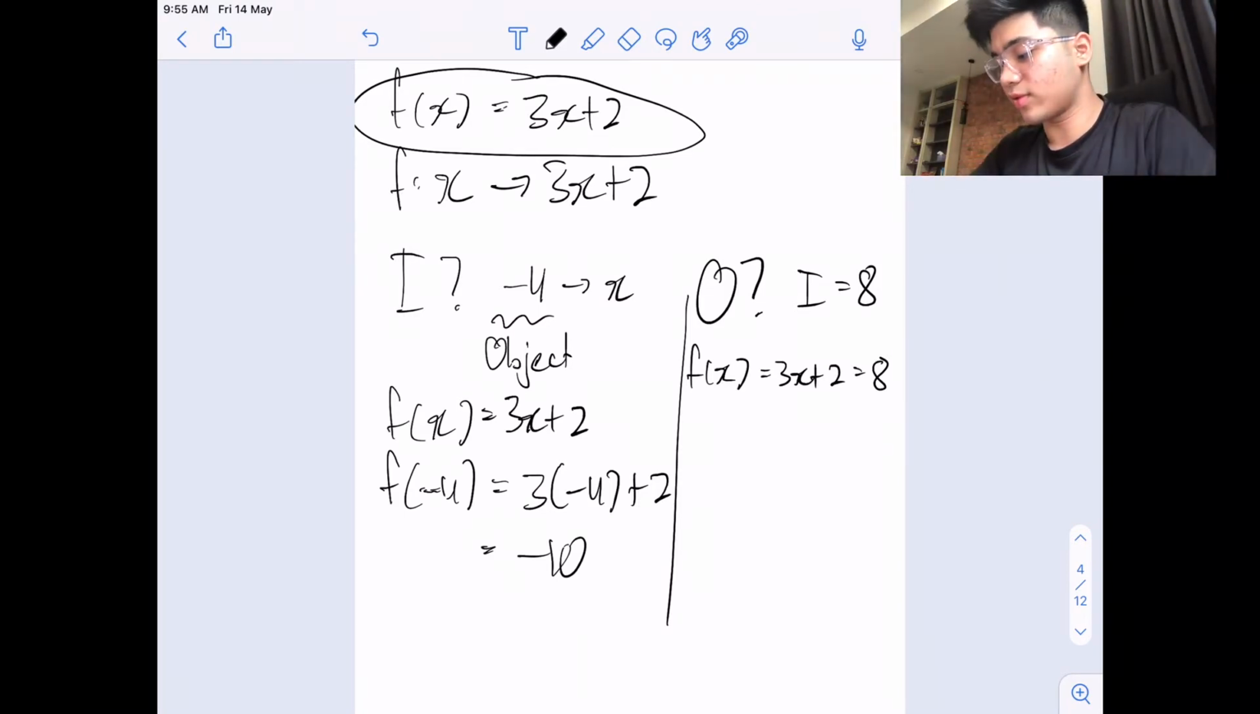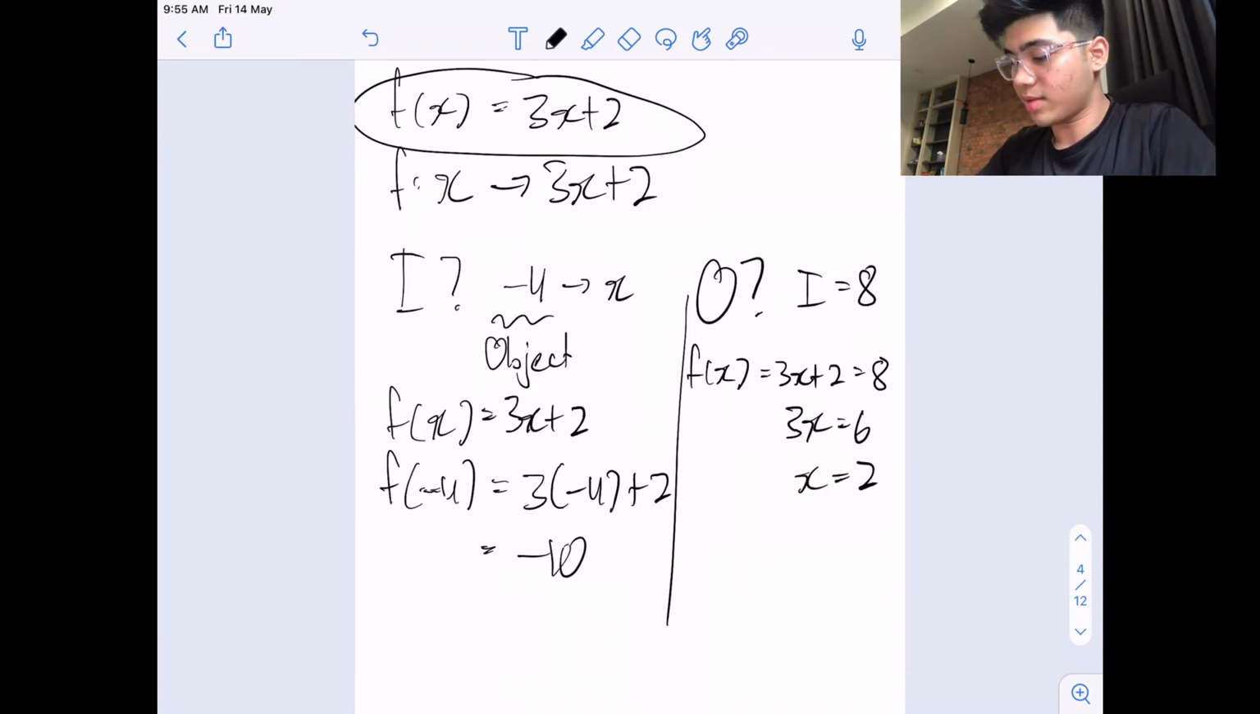So just like solving an algebraic equation, you just have to bring stuff around, and here you get x equals 2. That means in this case, the object will equal 2 when the image equals 8.